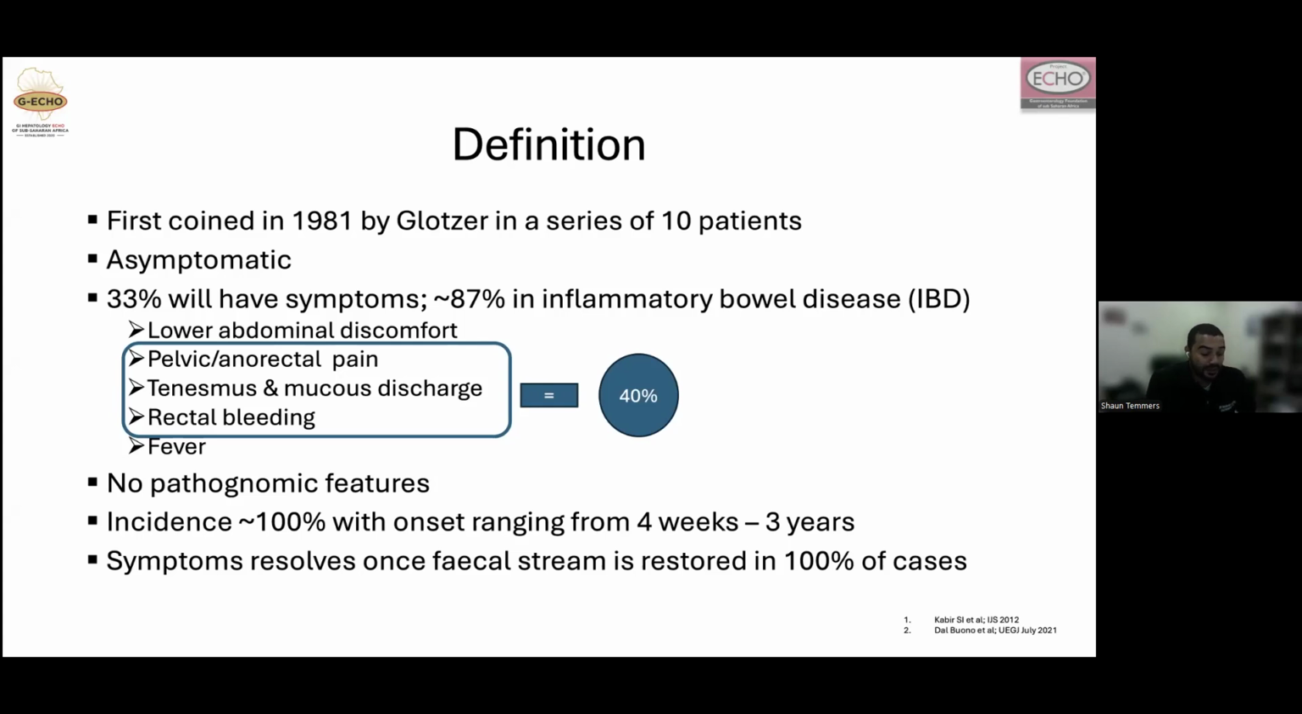The first symptoms usually occur within the first 4 weeks in the diverted segment, but as late as 3 years can occur as well. An interesting part about this disease is the symptoms resolve once the fecal stream is restored in 100% of cases.